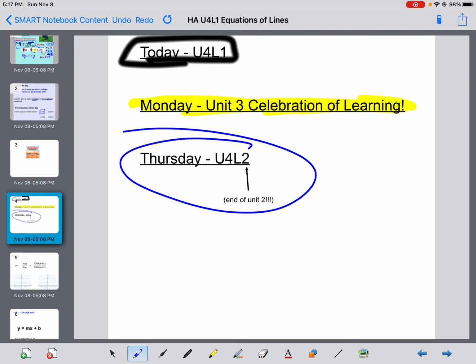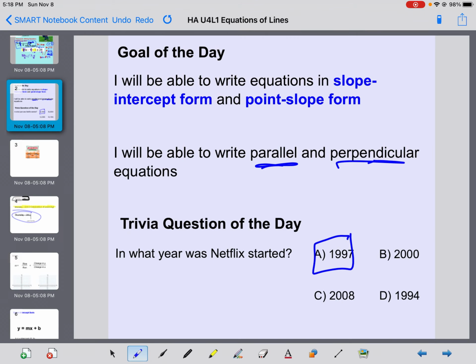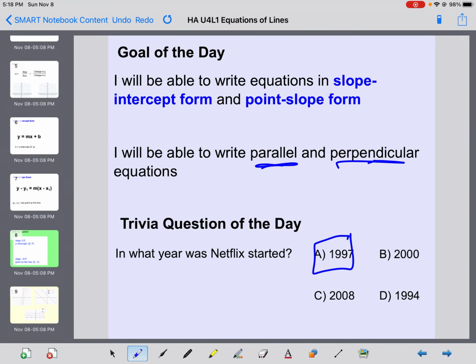There's a lot of applications of them in future math classes, whether you're taking stats, pre-calc, or calc, that sort of path too, which is why we want to cover them, and they'll also come up in the next couple of units for us as well. So we're going to get right into it. We're just going to talk about our first goal, and then we'll talk about parallel and perpendicular lines.